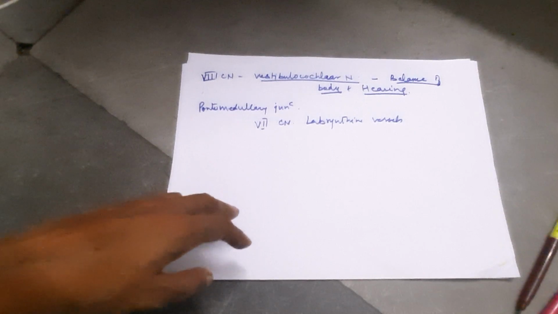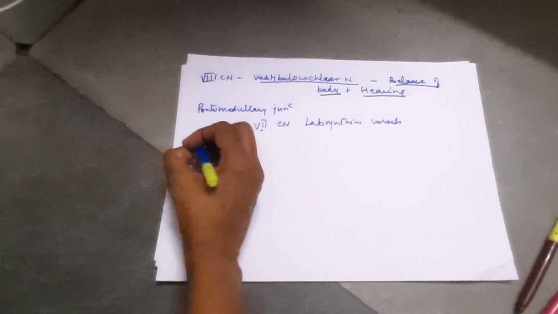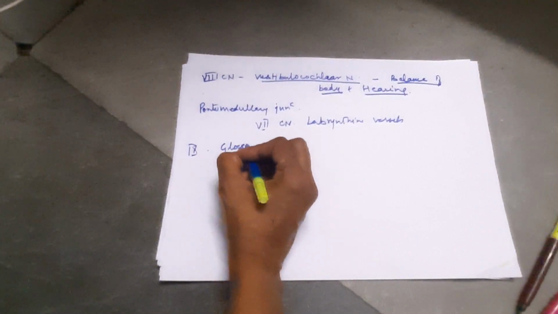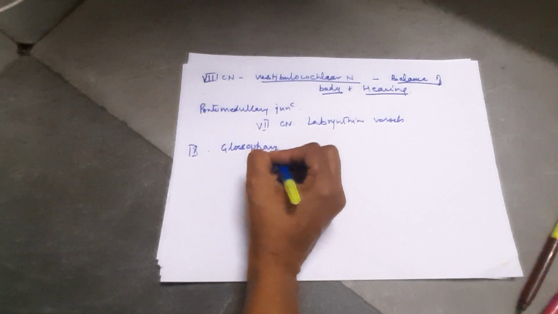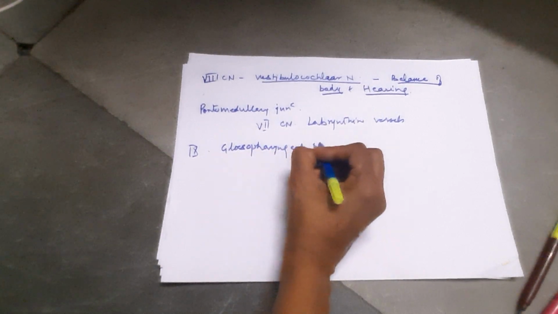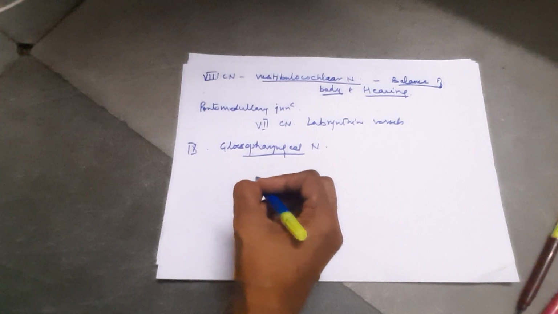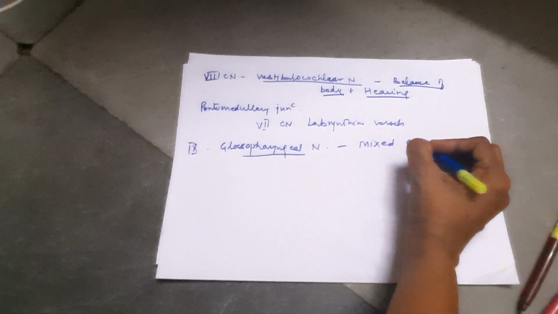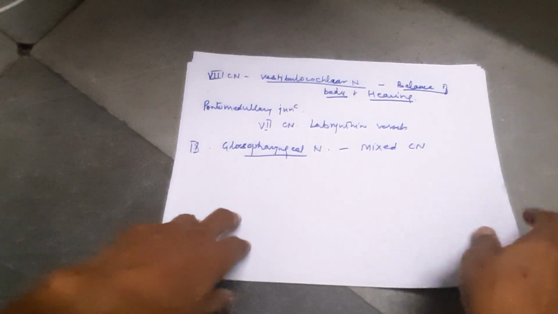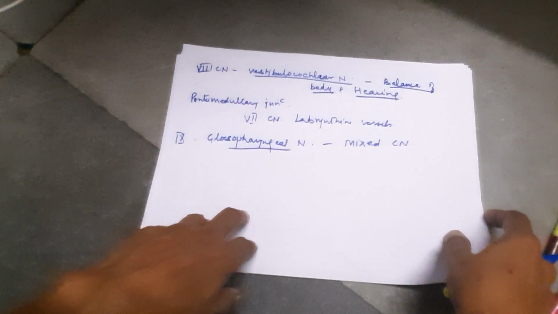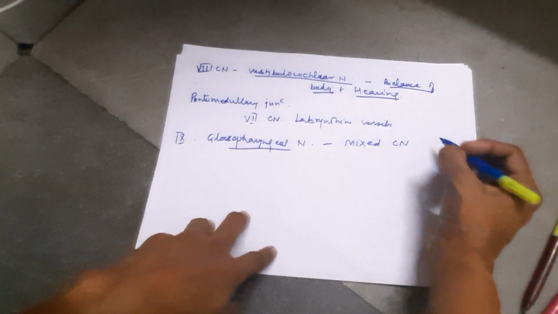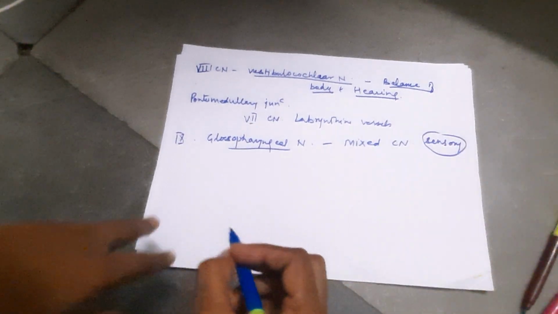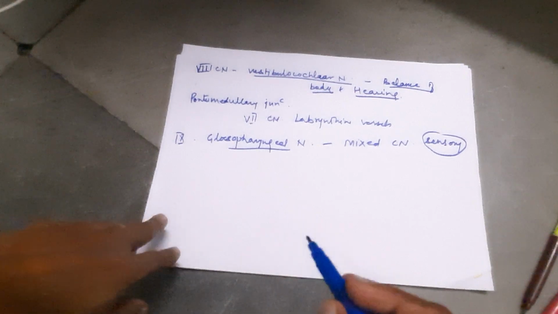labyrinthine vessels. Now we come to the 9th cranial nerve, which is known as the glossopharyngeal nerve. This glossopharyngeal nerve is a mixed cranial nerve, and it is predominantly sensory. Okay, so where will it arise?